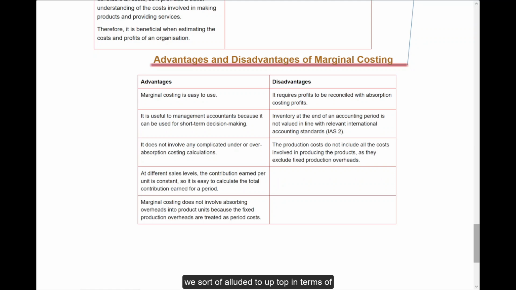In terms of disadvantages, we certainly need to reconcile marginal costing profits with absorption costing profits because we're not accounting for fixed costs. So that takes time. At the end of the day, in relation to IAS 2, our standard, it is not compliant because it's not bringing in production overhead. And then final point, it doesn't include all costs. We have some production costs that are just expensed in the period. So again, common sense point, but we could suggest, well, you're not being realistic. If it's a production cost, it's a production cost. Include it in your unit costs.